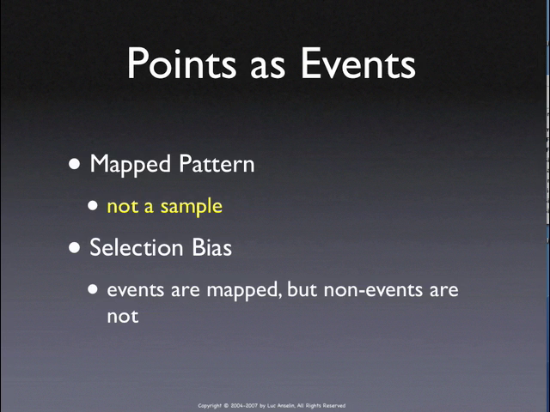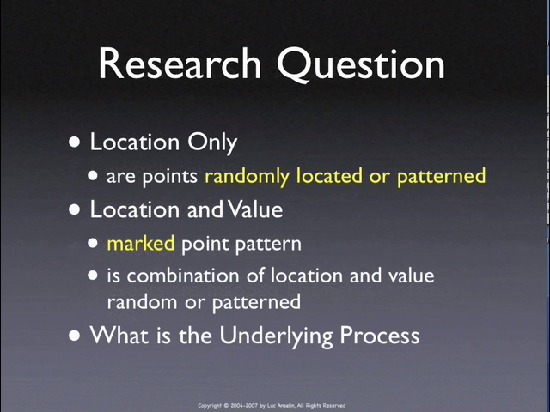So we have these points, we have their location, they are things that happen. What are we interested in? And there's two different cases. One has more information than the other. One case is we just have the location, that's it. But then we're interested in finding out, are these locations somehow systematically structured, or are they random?